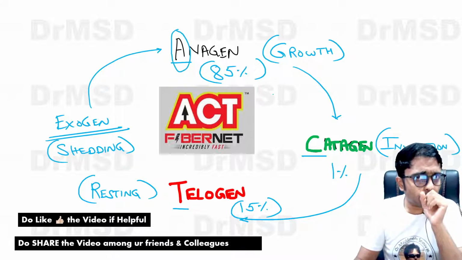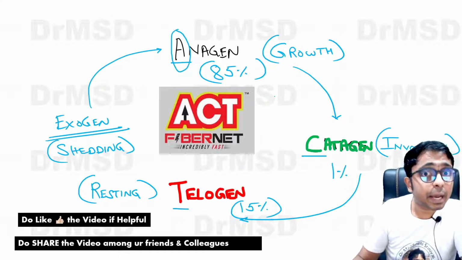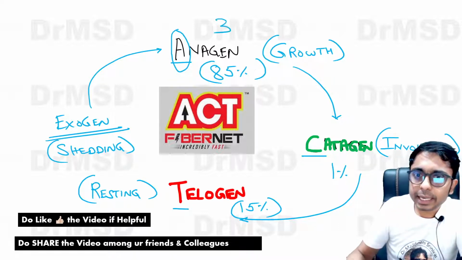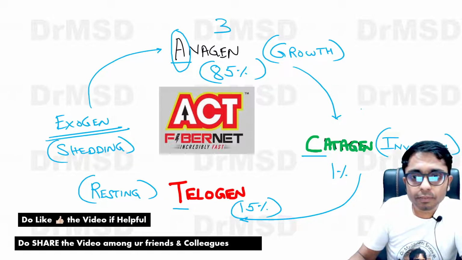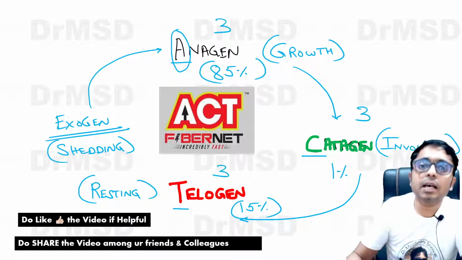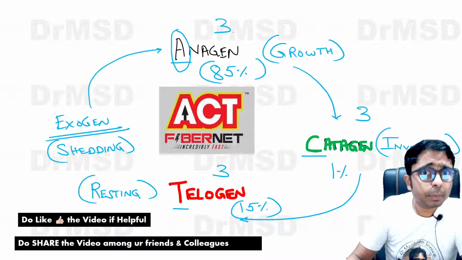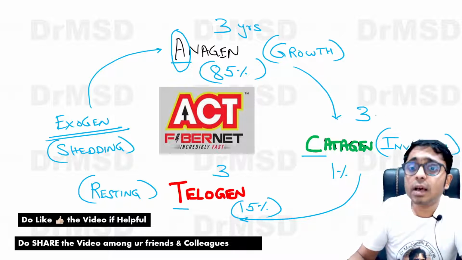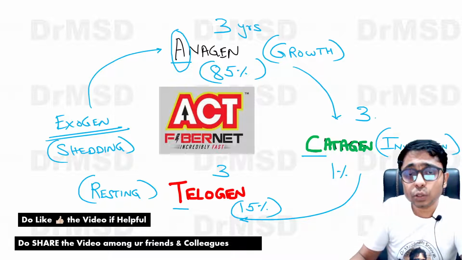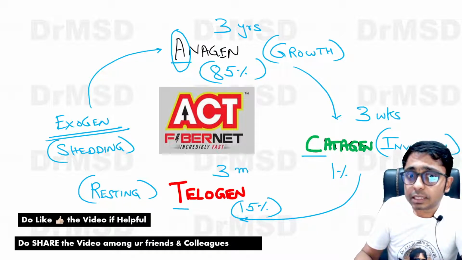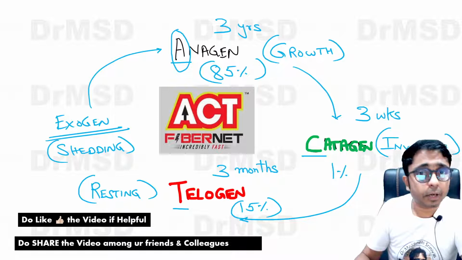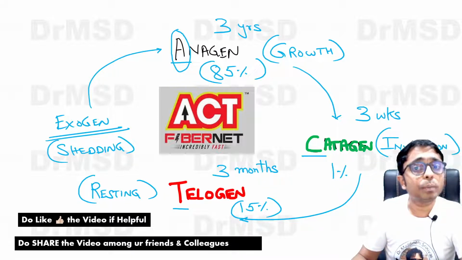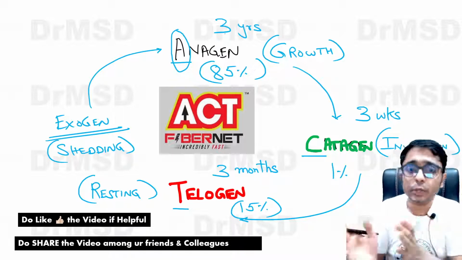And also one more numerical which you must remember is the number 3. Number 3 is common for all these phases, the only difference is going to be the duration. In anagen phase, the hair is going to stay over a person's body for a period of 3 years, whereas in catagen phase, the hair is going to stay for a period of 3 weeks, and in telogen phase, the hair is going to stay over a person's body for a period of 3 months. So number 3 is common, but the only difference is the duration.